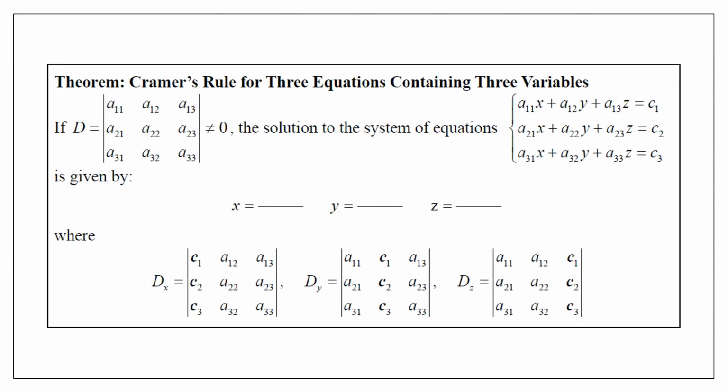So our theorem here states that if the determinant does not equal 0, the solution to the system of equations is going to be given by x equals d subscript x divided by d, y equals d subscript y divided by d, and z equals d subscript z divided by d, where we have the 3 determinants for d subscript x, d subscript y, and d subscript z. Okay?